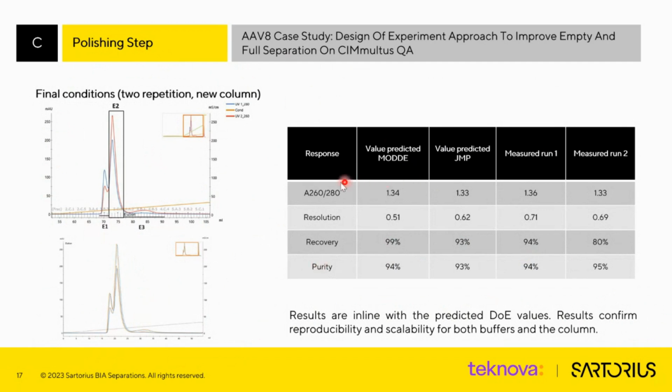When we looked at the individual responses and compared the predicted values from MODDE and from JMP to the measured runs, we see that in the case of the 260:280 ratio, we were in line with the predicted values. Resolution-wise, we got higher resolution, which is always favorable. Recovery-wise, it predicted 90% and 93%. We obtained 94% and 80%. Now, 80% is not really in line with the predicted values.